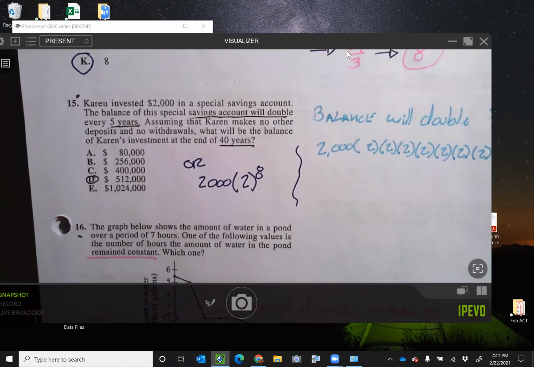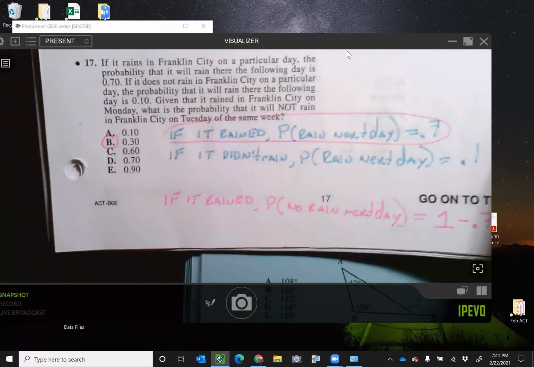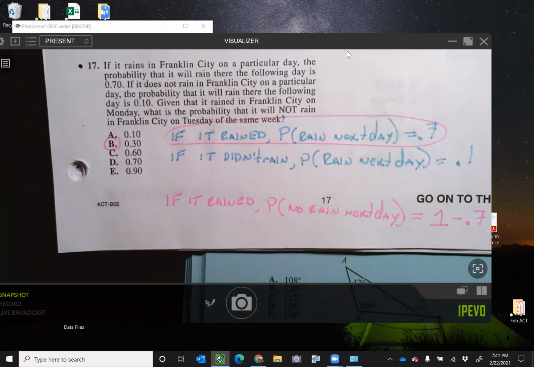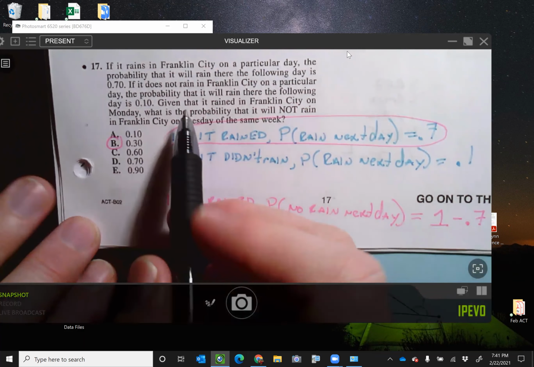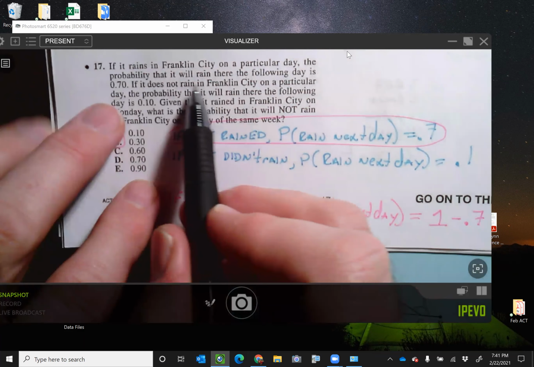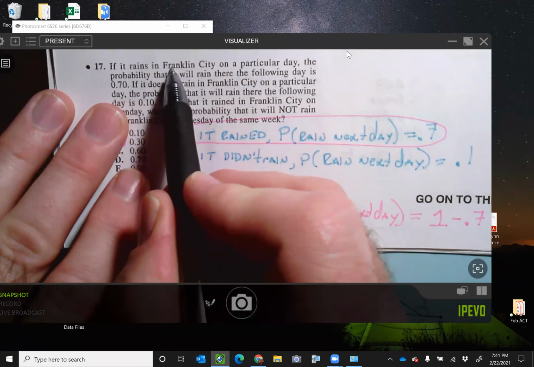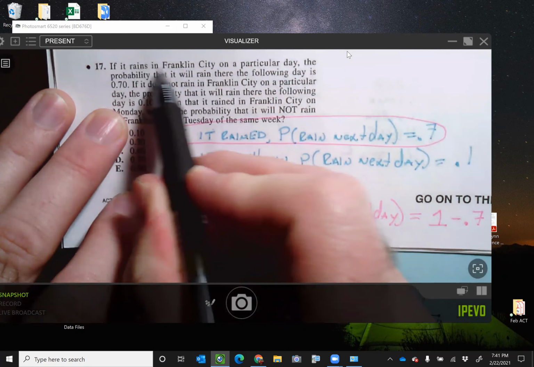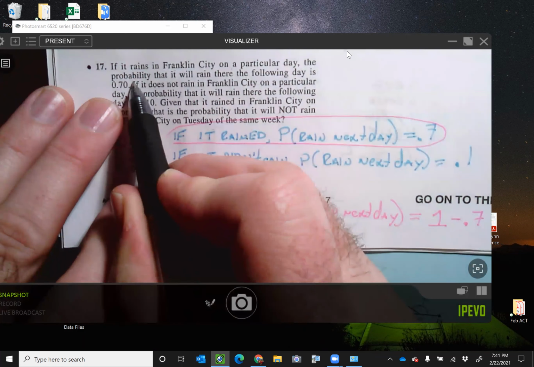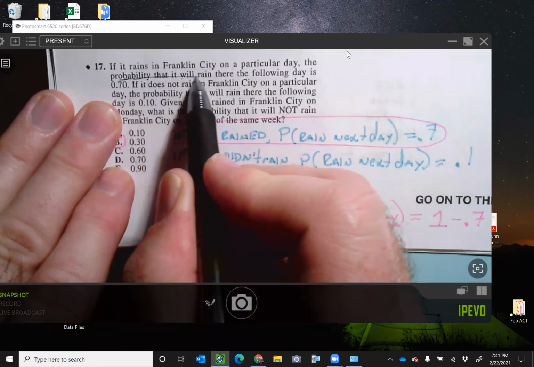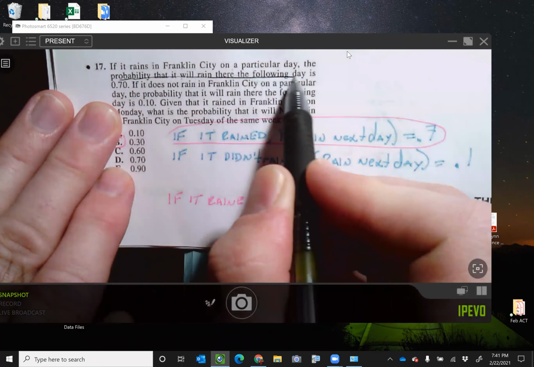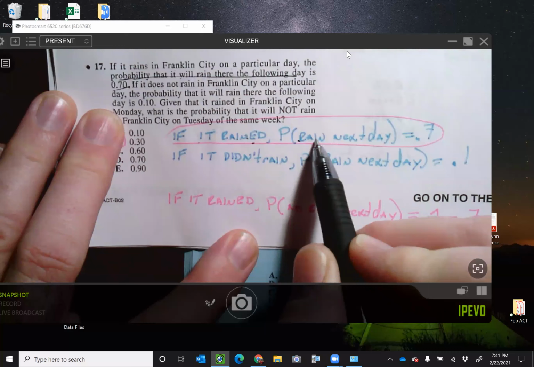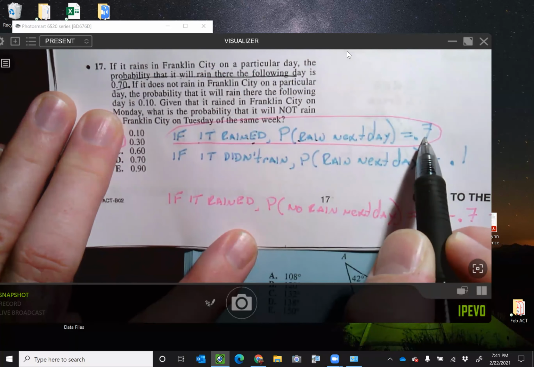17 is a really interesting probability question. I translated a couple things here. It says, if it rains in Franklin City, the probability that it will rain the following day is 0.7. So I wrote that out: if it rained, the probability that it'll rain the next day is 0.7.